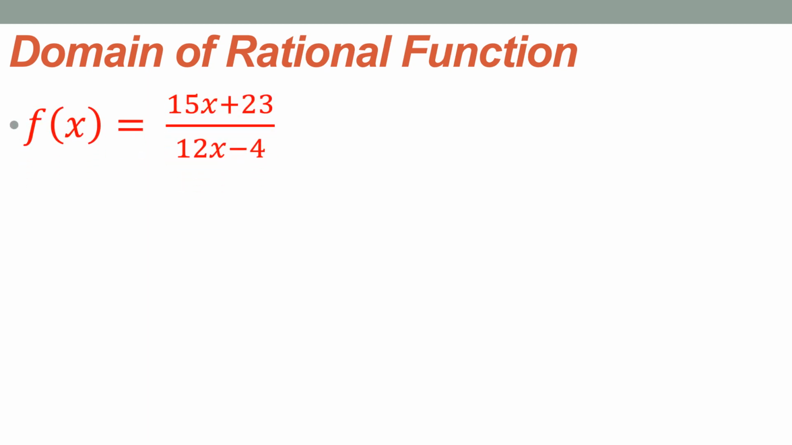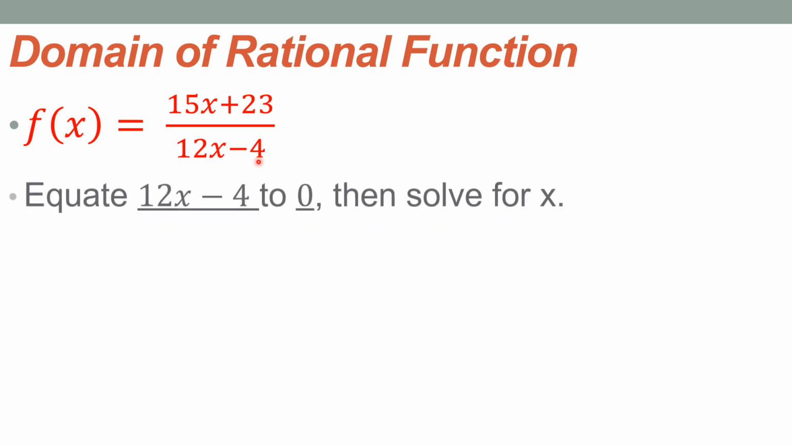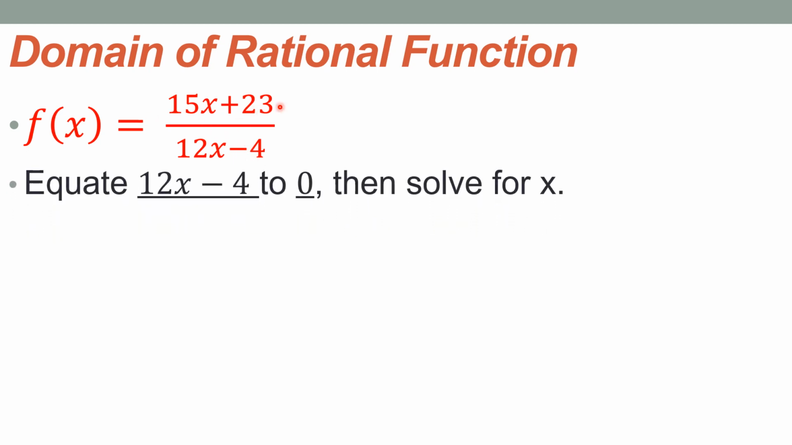f of x is equal to 15x plus 23 over 12x minus 4. We are going to equate the denominator 12x minus 4 to 0. We don't care first about the numerator. What we care more about is our denominator. We equate the denominator 12x minus 4 to 0, then solve for x.